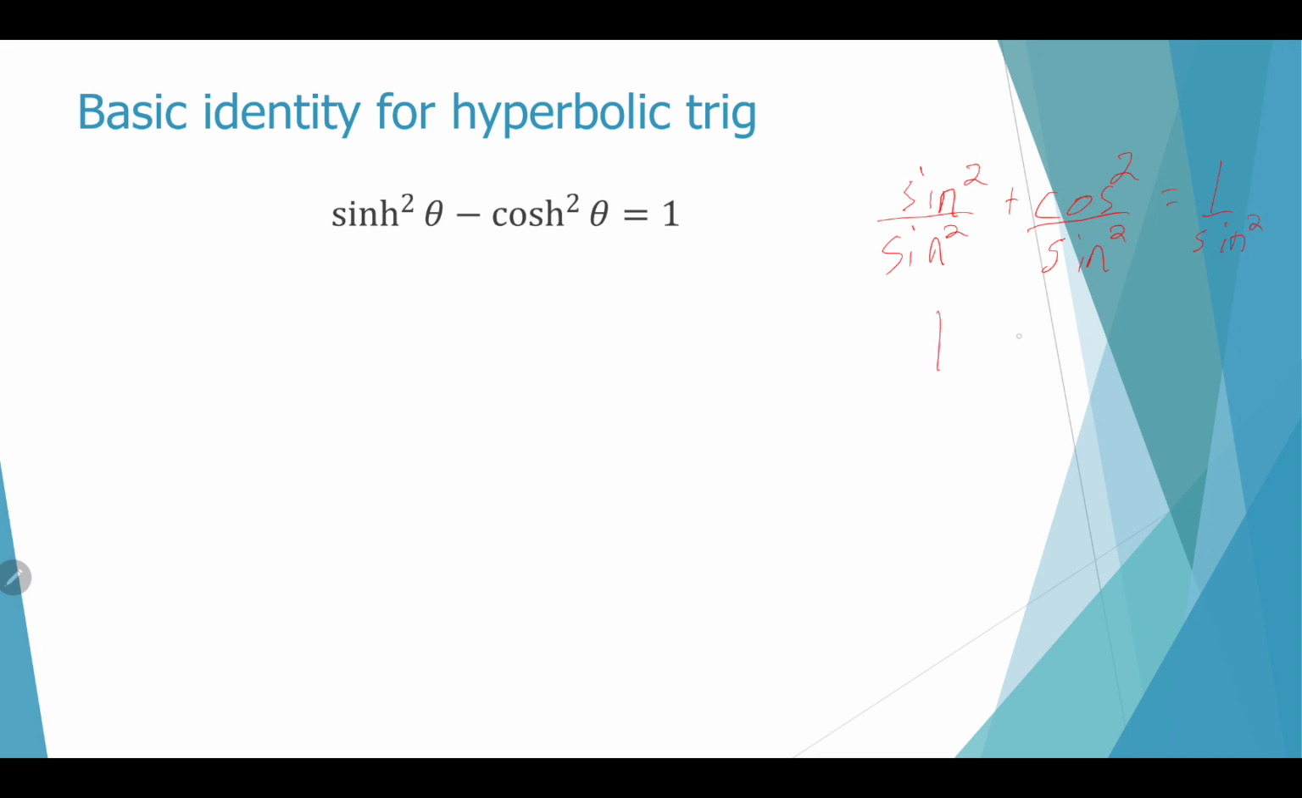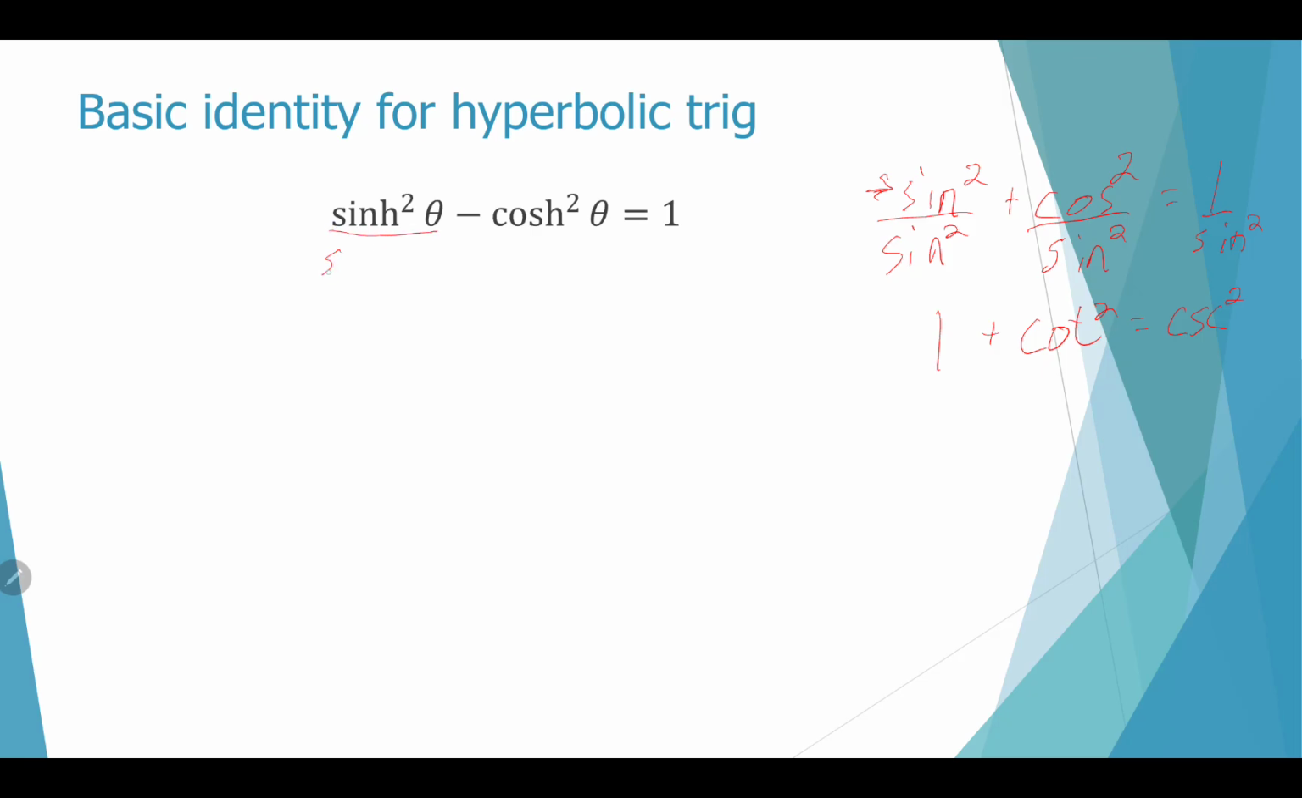This would be 1 plus cotangent squared, and that would be cosecant squared, right? And then if I divided this original function again by cosine squared, I would get the second identity. Same is true here.